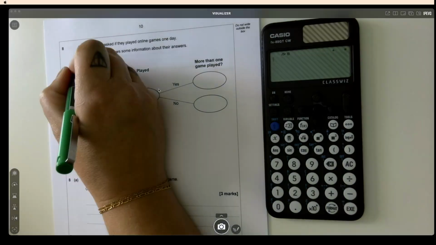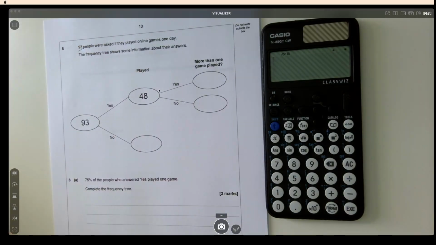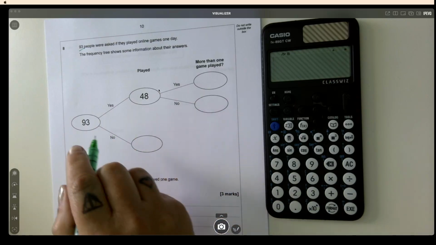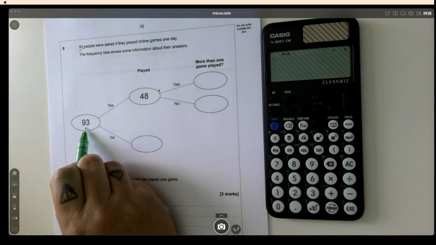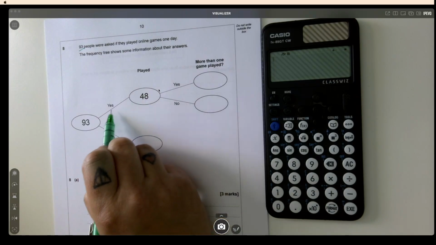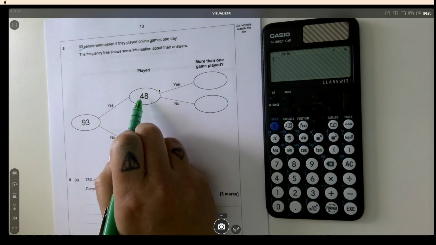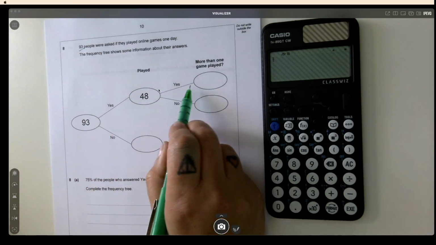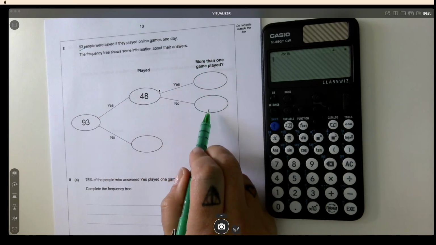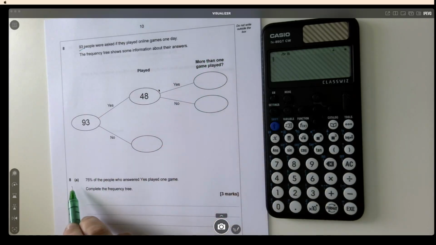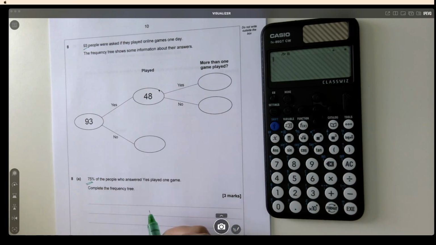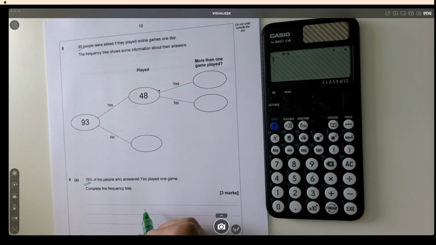Question 8. 93 people were asked if they played online games one day. The frequency tree shows some information about their answers. So this is our frequency tree. So we have a total of 93 people. 48 people said yes to playing a game. And then here we've got, following on from that, if they played more than one game or not. 8a. 75% of the people who answered yes played one game.